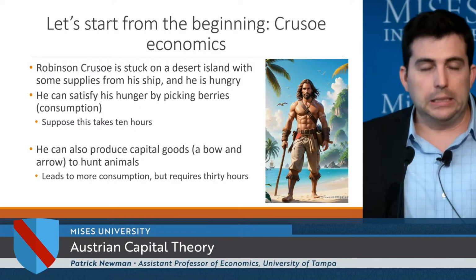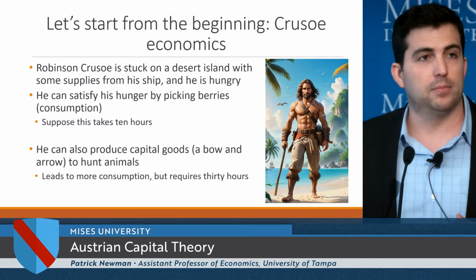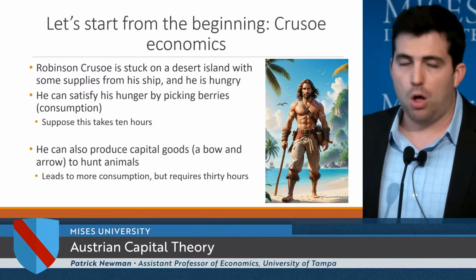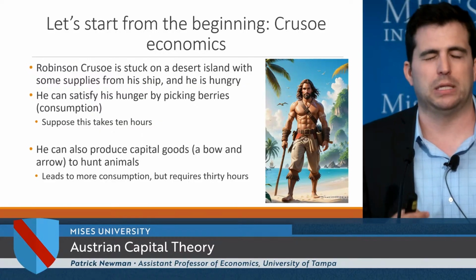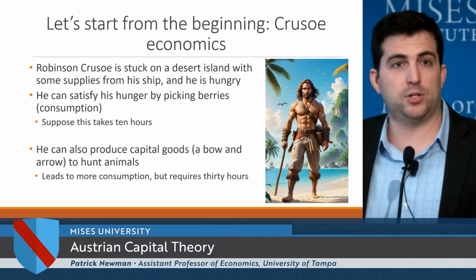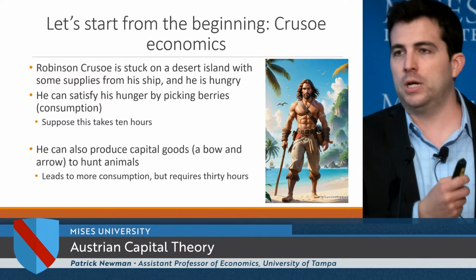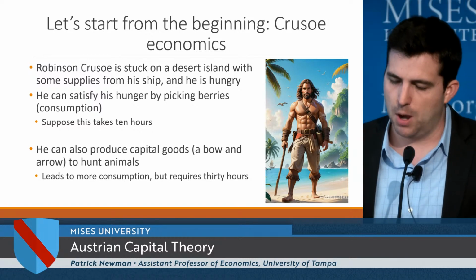So this is going to lead to more consumption, but the problem is it's going to take more time. It might take him 30 hours altogether to produce a good bow and arrow that can actually be used to reliably hunt animals and so on, right? And then, of course, there's a production process involved for actually turning the dead animal into some type of edible food. But let's just focus on the bow and arrow.